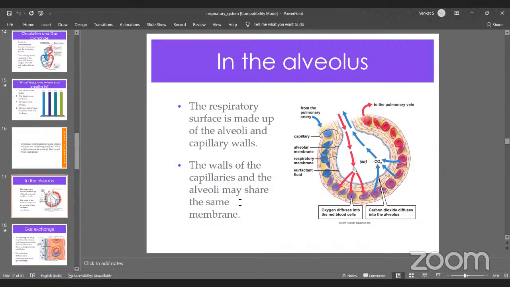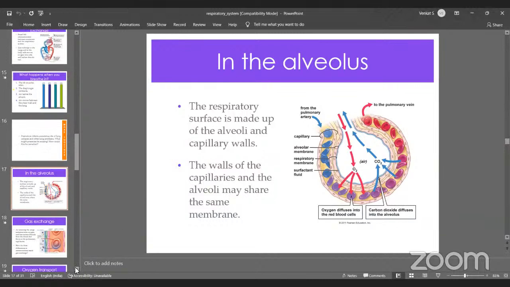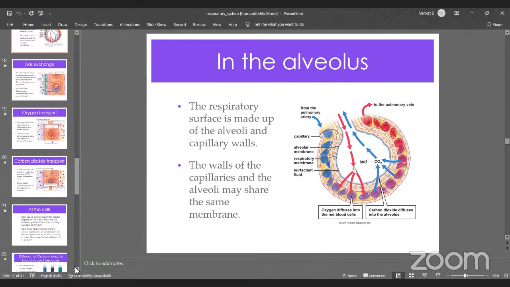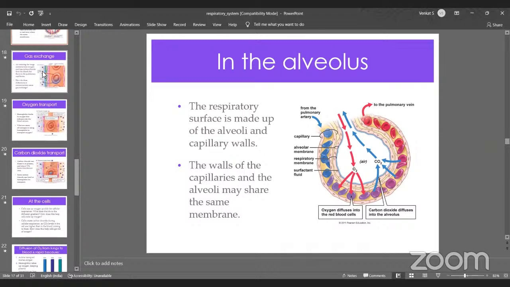The walls of the capillaries and the alveoli may share the same membrane. The structure is different, but the membrane is the same. The next one, gas exchange.